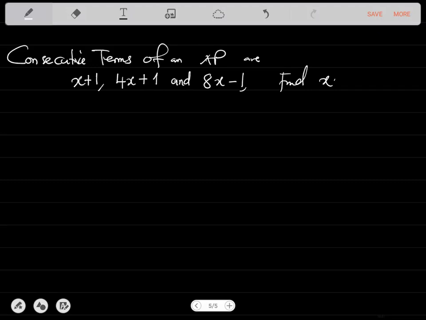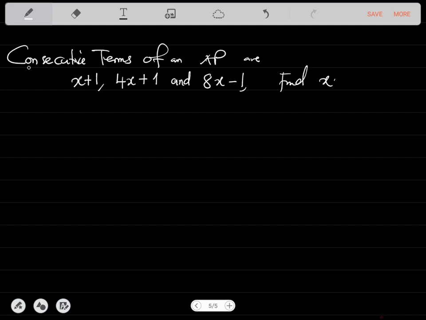We start revising under our Math 1100 practice questions part 3. What do we have here? All right, so look, these are the consecutive terms of an arithmetic progression: x plus 1, 4x plus 1, and 8x minus 1. How do we find x?